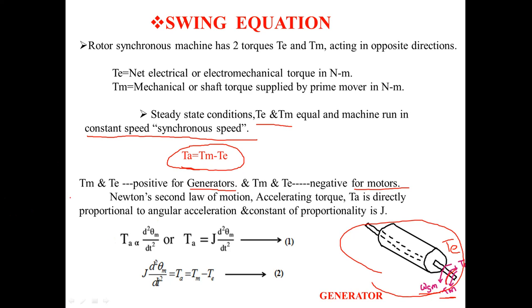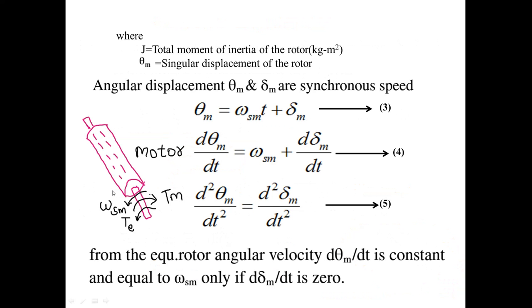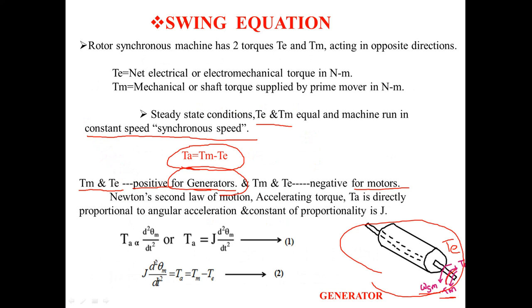So from the assumption, what we have to do is, for Tm and Te, mechanical and electrical torque, if it is positive, this will be considered as a generator. Suppose it is considered as a motor, then my electrical and speed will be in one direction and the motor will be in the other direction. So it is opposite, negative. So if Tm mechanical and electrical are negative, it represents a motor.